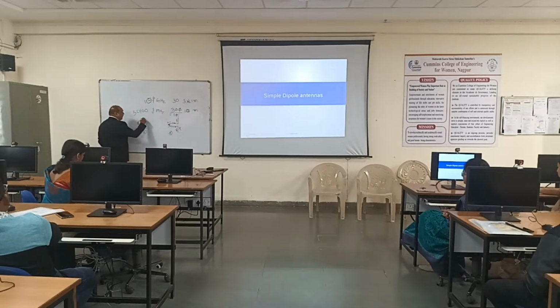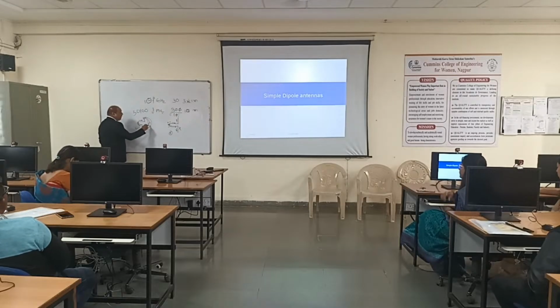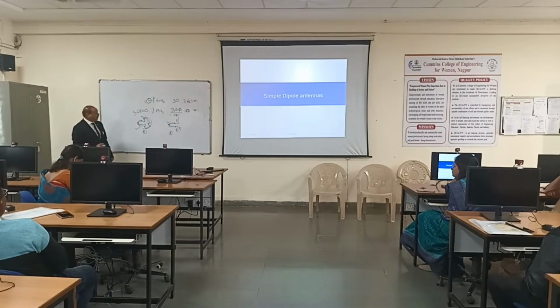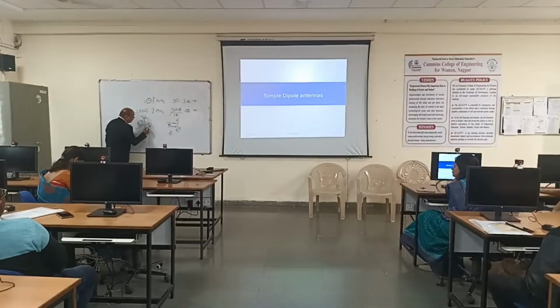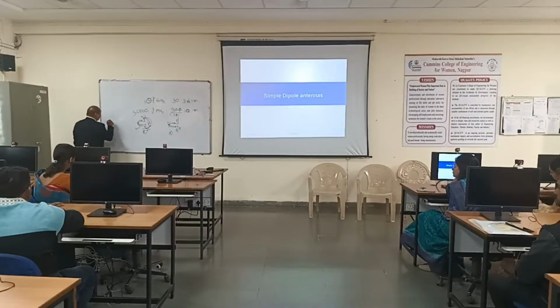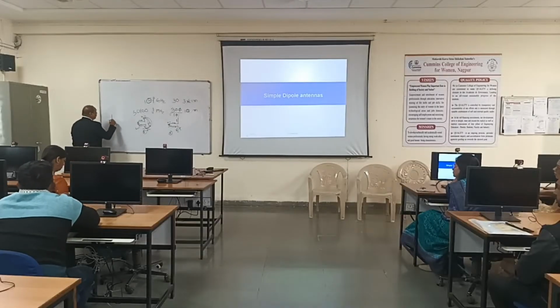It starts radiating and goes like this, then goes like this. This is the way it will start radiating. At that time, this is positive, this is negative. In the next half cycle, this becomes negative, this becomes positive, and the first three lines have been shifted further, and new lines will be developed, whose direction is opposite to the earlier ones. It should be like this. So it will radiate. These lines go further.